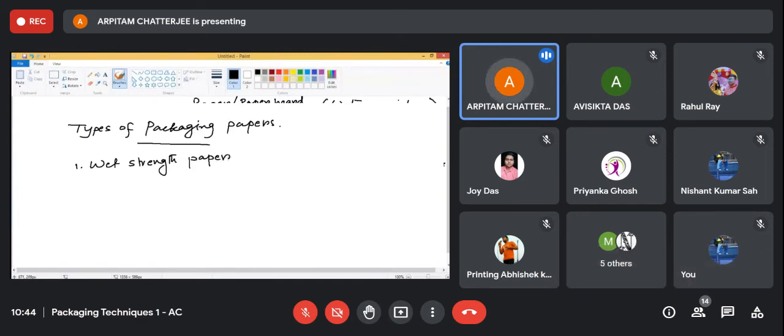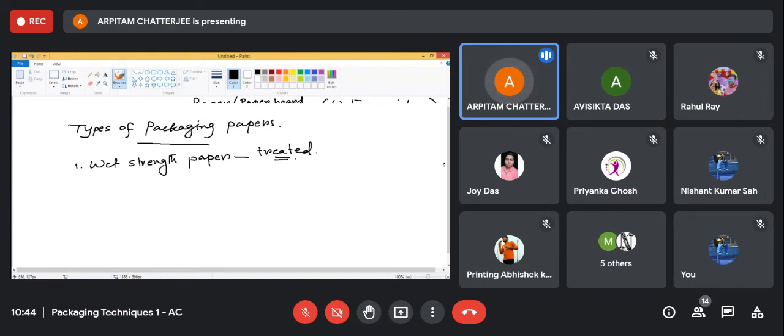As you can understand from the name itself, wet strength paper is basically a treated paper. Treated paper means that this paper is not in the raw form of the paper itself. It has been treated so that it has a higher degree of wet strength. That means it has a higher degree of moisture resistance.